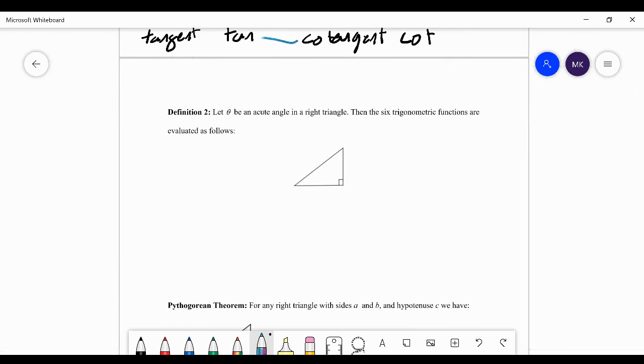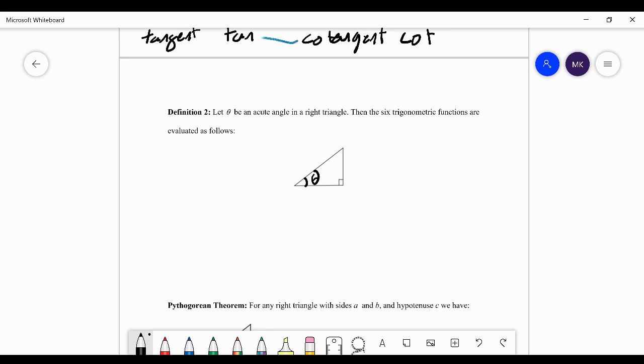Now, there's 3 more terms that we need to talk about before we can really get into how to evaluate these trigonometric functions. So if we're given a right triangle, such as this one right here, and we are given some angle theta, that is an acute angle in a right triangle. So basically, it's either of the 2 angles other than the right angle.